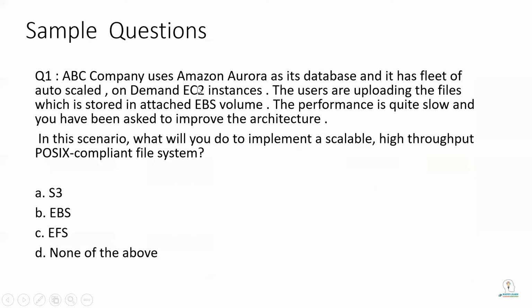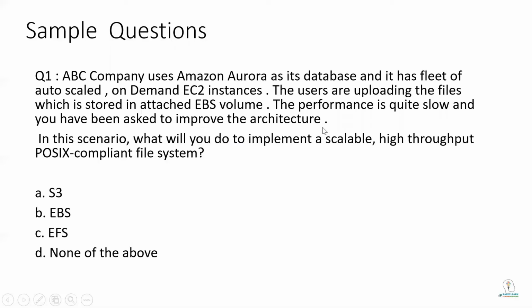ABC company uses Amazon Aurora as its database and it has a fleet of auto-scaled on-demand EC2 instances. The users are uploading files which are stored in an attached EBS volume. The performance is quite slow and you have been asked to improve the architecture.